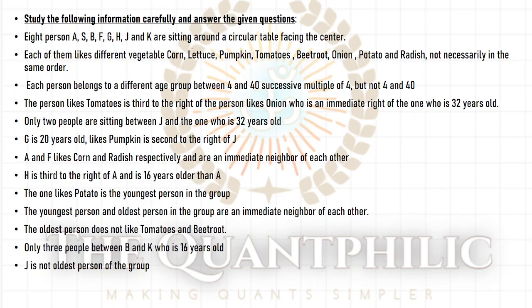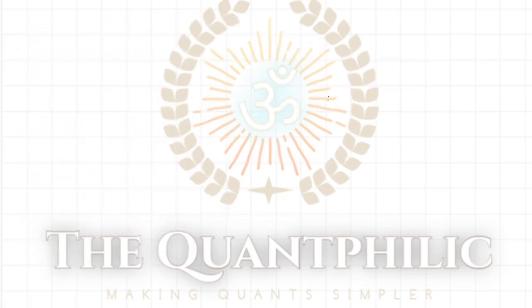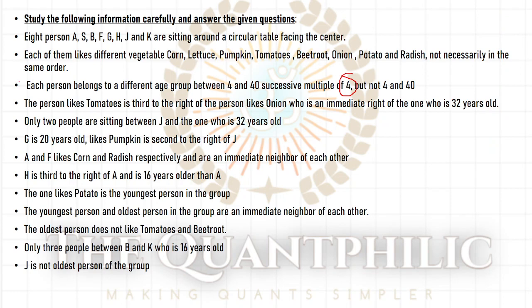8 persons are sitting around a circular table facing the center. Each of them likes different vegetables. Each person belongs to a different age group, successive multiples of 4 from 4 to 40, but not 4 and 40. So this point can be noted down. The ages will be 8, can't be 4, so 8, 12, 16, simply write the table of 4: 16, 20, 24, 28, 32, 36. 40 is not possible because of exclusion of 4 and 40. So this point we have done.